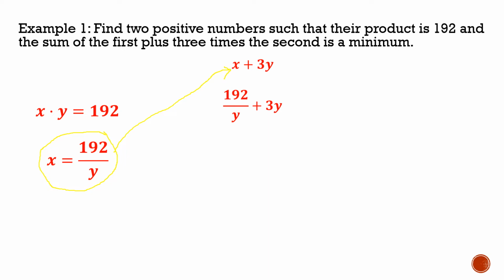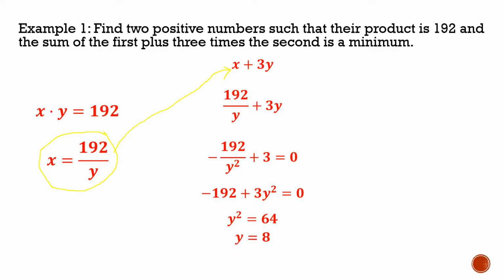Now to find out what makes it a minimum, I have to find my derivative and set it equal to 0. The derivative of 192 over y is negative 192 over y squared, and the derivative of 3y is 3. So I have negative 192 over y squared plus 3 equals 0. I'm going to multiply the entire equation by y squared to get negative 192 plus 3y squared equals 0. I'm going to add 192 to both sides and divide by 3 to get y squared equals 64, which tells me that y must be 8.